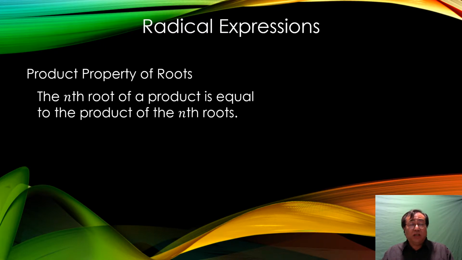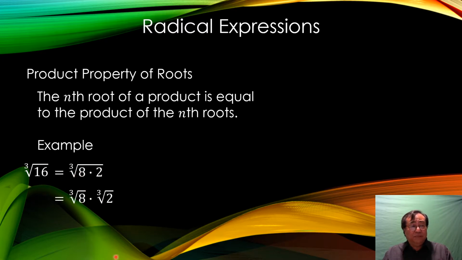Now this is the product property of roots. The nth root of a product is equal to the product of the nth roots. I know that's kind of difficult to understand in words, but here's the example. If I have cube root of 16, it's the same as cube root of 8 times 2, and we can split that up. It's cube root of 8 times cube root of 2. Then we can find the cube root of 8, which is 2, and cube root of 2, nothing happens with that.